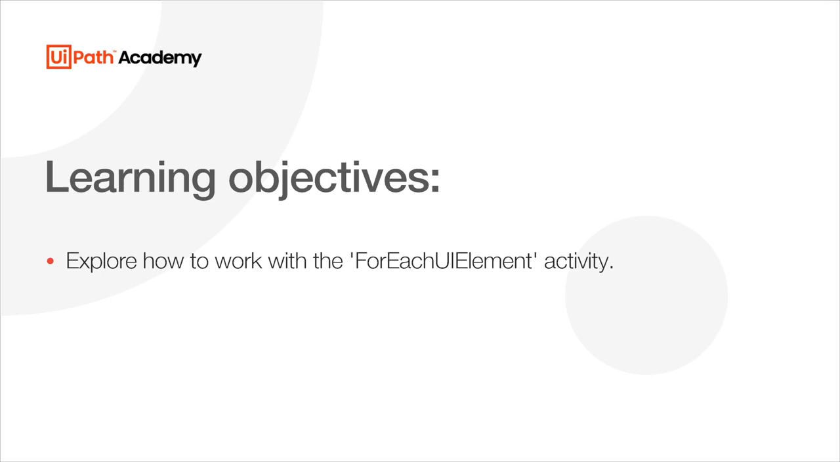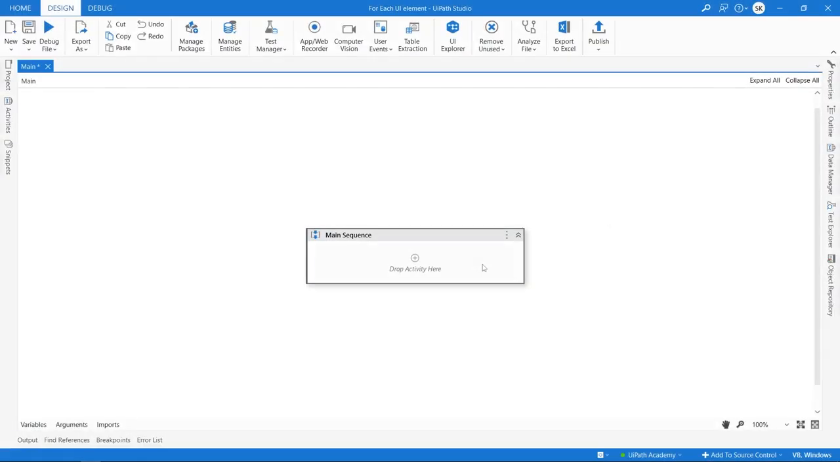The ForEach UI element activity iterates through a list of UI elements and performs one or multiple actions on each of them. In this demo, we will build a workflow to highlight the action button for all open WI5 work items by using a ForEach UI element function to filter and iterate through each UI element and perform the action on each one. Let's start with a blank project that has already been created.